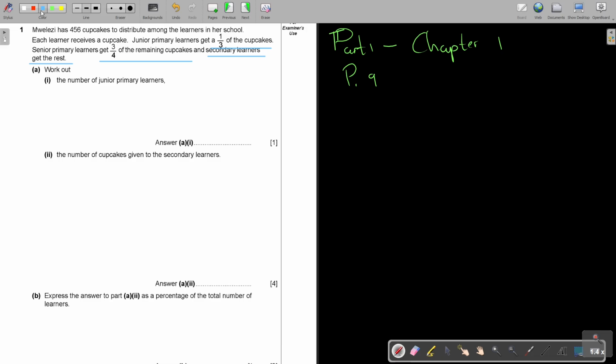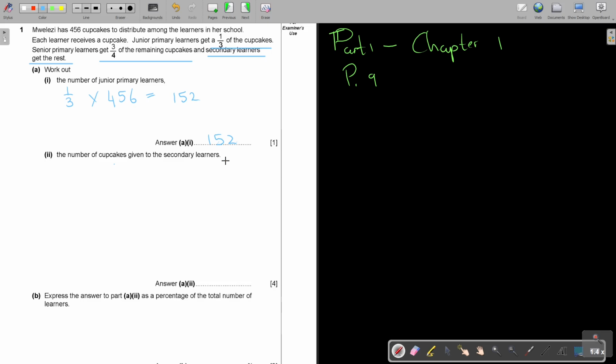Okay, so the number of junior primary learners. So 1/3 of the cupcakes. So 1/3 multiplied by 456. And if you press that on your calculator, 152, and make sure you copy correctly, 152. Okay, check on your calculator. That's the correct answer.